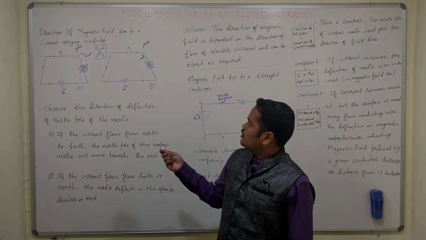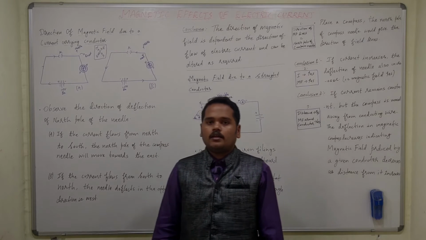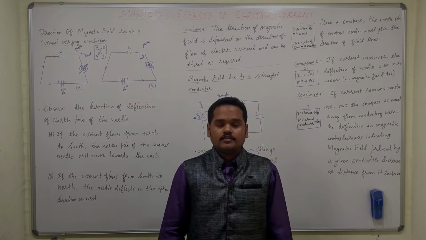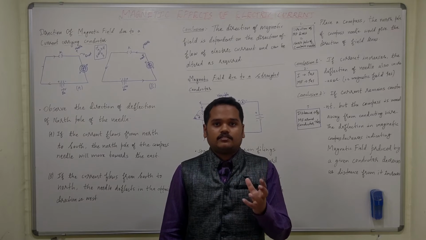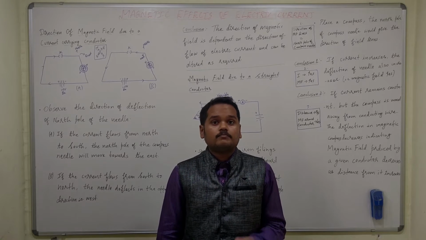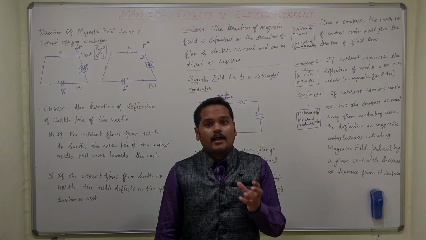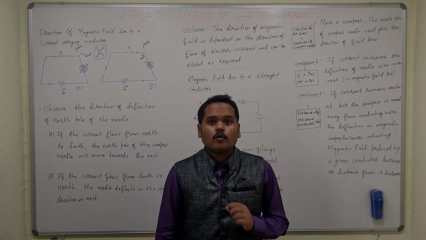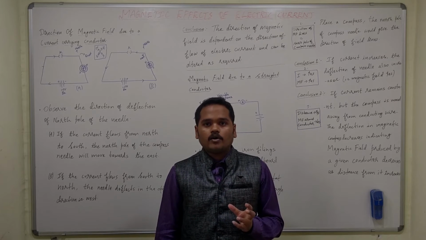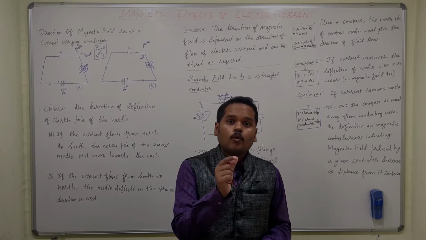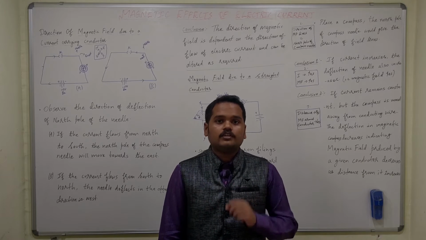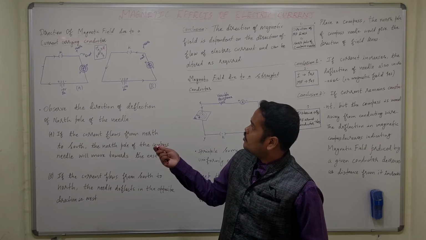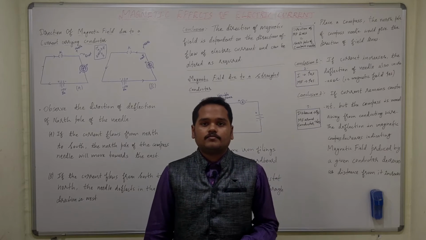Direction of magnetic field due to a current carrying conductor. If you have to find out the direction of magnetic field line, we need a device, and the name of the device is magnetic compass. In a magnetic compass, there is a magnetic needle. We have to look at the north pole of the magnetic needle. If you observe, you will find out the direction of magnetic field line.